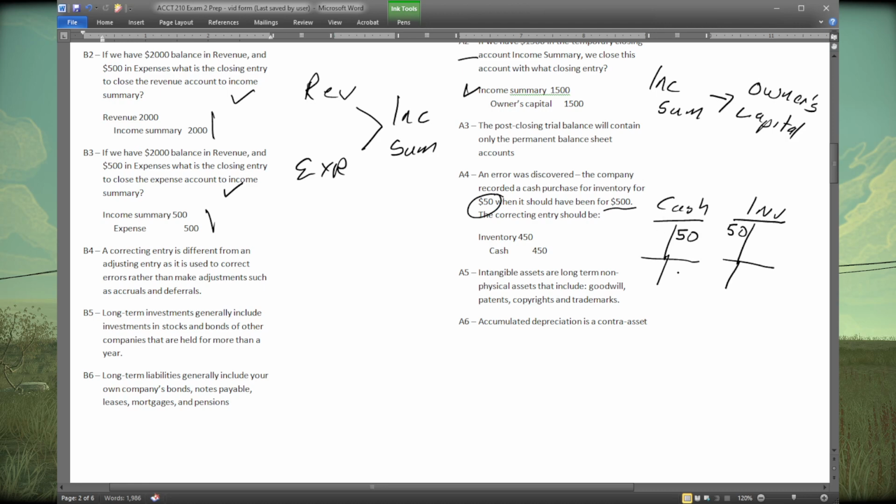Well, what we need to do is we need to have taken out 500. Well, we've already taken out 50. So what do we need to do? We need to do an additional 450, and same with inventory. We need to do an additional 450. So it's going to be the same journal entry. It's just going to be the missing amount.